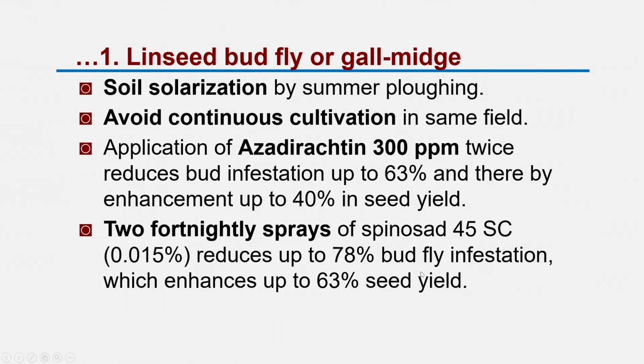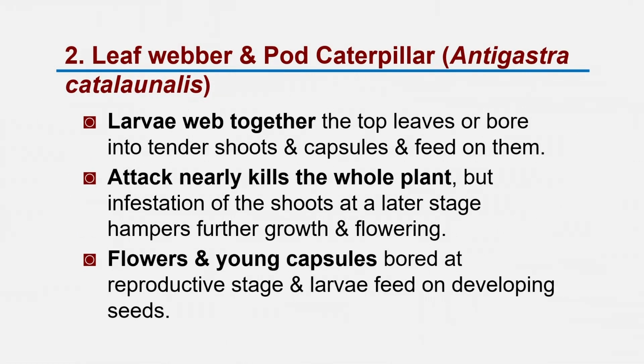Two fortnightly sprays of spinosad 45 SC, SC is soluble concentrate, at the rate of 0.015% reduces bud fly infestation up to 78%, which enhances seed yield up to 63%. So, here you can see that two options of controlling the insect are available. One is a plant-based insecticide, which is azadirachtin at 300 ppm, and the other is spinosad, which is a chemical, at 0.015% concentration.